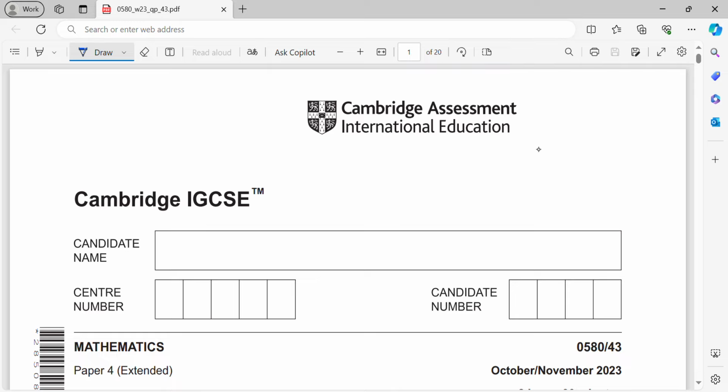This video is to discuss Cambridge IGCSE Mathematics Paper 4, which is an extended mathematics for October-November 2023, and the code is 0580/43. So let's move on to question number 1.